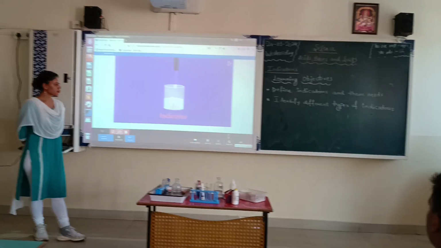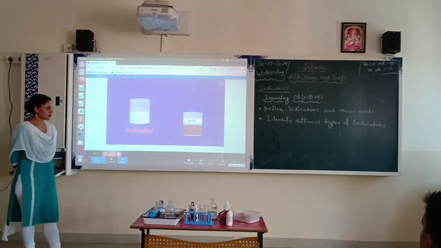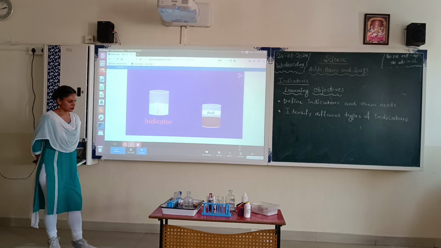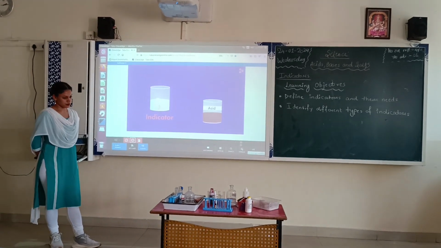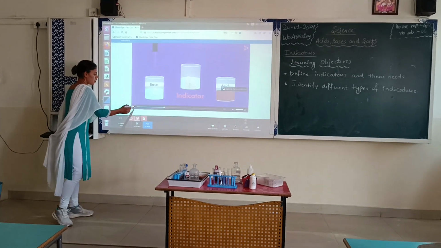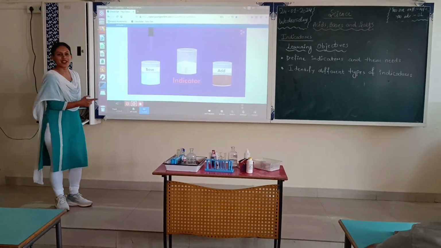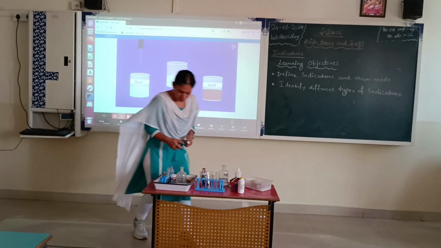When drops of this are added to an acidic solution, the color of the solution changes to magenta red or a slightly different shade of red. However, when added to an alkaline solution, the color of... What is the color change with the base? Green. Very good. It's a green. I think we showed that.